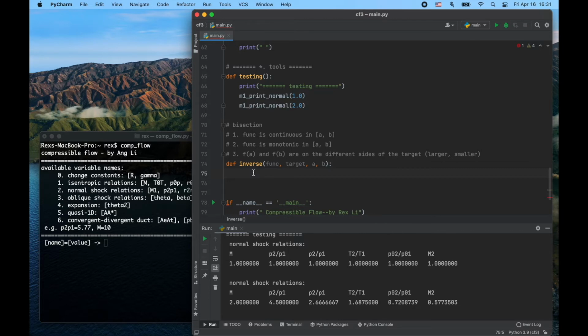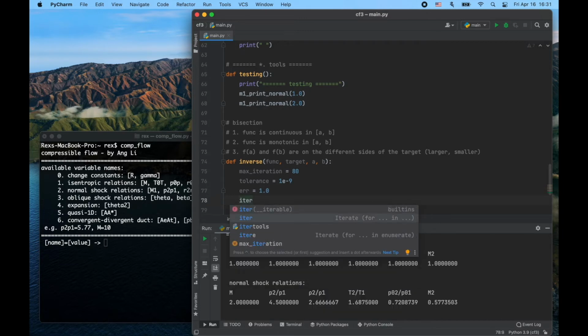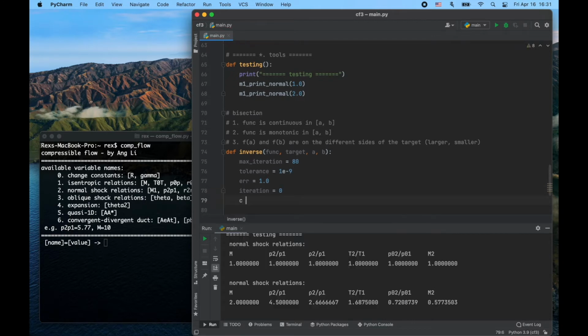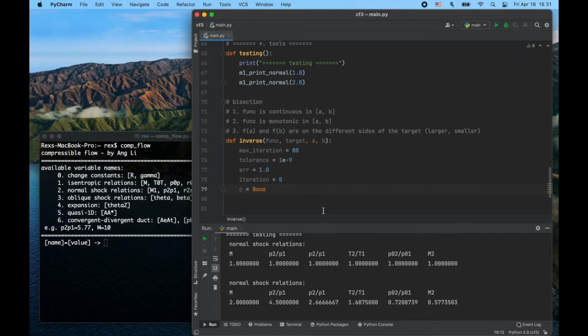To define the bisection method, we would need a maximum iteration. Give it a larger value, to be 80. We need a tolerance. We need the error, the current error. Initially, I just give it 1.0. And we need a current iteration number, it can start from 0 or 1. That depends on your code. And C is going to be our return value. And at this moment, it's just None.